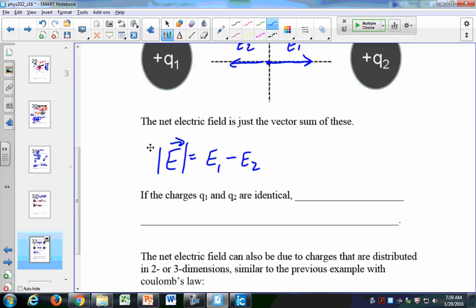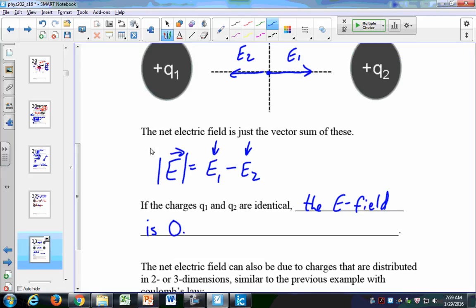So if the charges Q1 and Q2 are identical, the electric field is zero, because these two would have equal magnitudes, and they would just cancel out. That's assuming what? Not only that Q1 and Q2 have the same magnitude of charge, but what else? Right, the same distance between them both. Because I would calculate the magnitude for E1 and E2. E1 would equal KQ1 over R squared, and E2 would be KQ2 over R squared. So R and Q would have to be identical for the two electric fields to be identical.